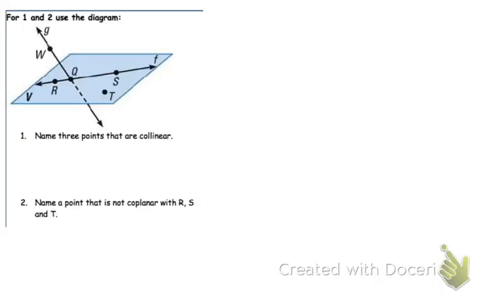So I'll take a look at the points, and it looks like there's the point S, there's a point T, there's a point R, there's a point Q, there's a point W. So I want to look for 3 that are collinear. It looks like R, Q, and S. There's a line going through all of those. So those are going to be my points. So R, Q, and S.